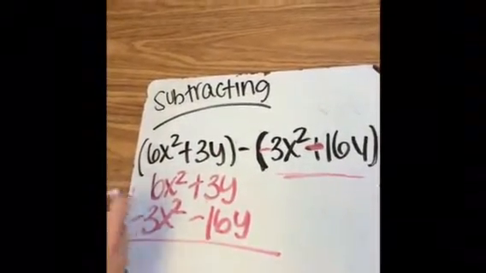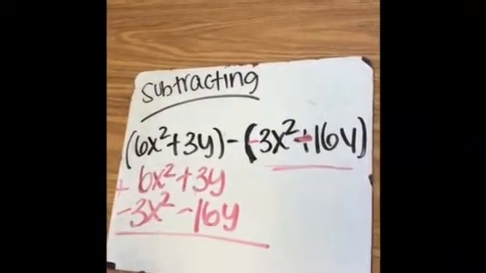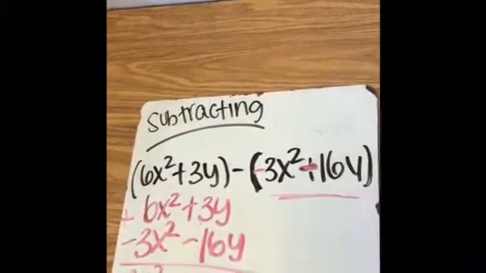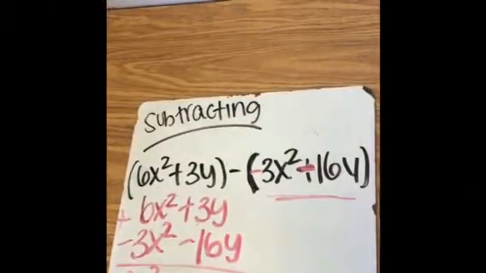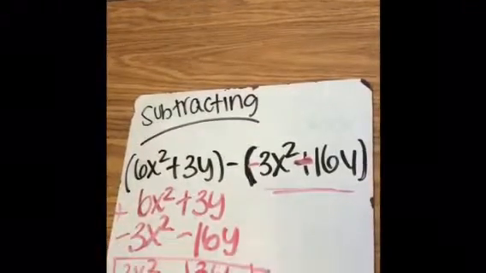Since you flip the signs, you do not subtract it. You add these. So 6x squared minus a 3x squared is a 3x squared. A negative 16y plus a 3y is a negative 13y. And this is your final answer.